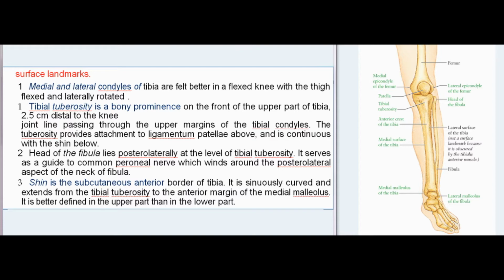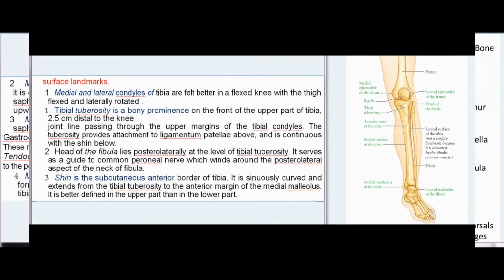3. Head of the fibula lies posterolaterally at the level of tibial tuberosity. It serves as a guide to common peroneal nerve which winds around the posterolateral aspect of the neck of fibula. 4. Shin is the subcutaneous anterior border of tibia. It is sinuously curved and extends from the tibial tuberosity to the anterior margin of the medial malleolus. It is better defined in the upper part than in the lower part.